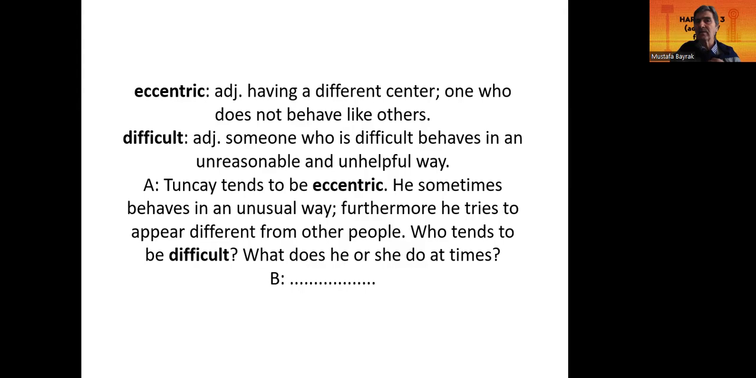She does unreasonable things, and nobody can find a way to help him, because she does unreasonable things because she is a difficult person.